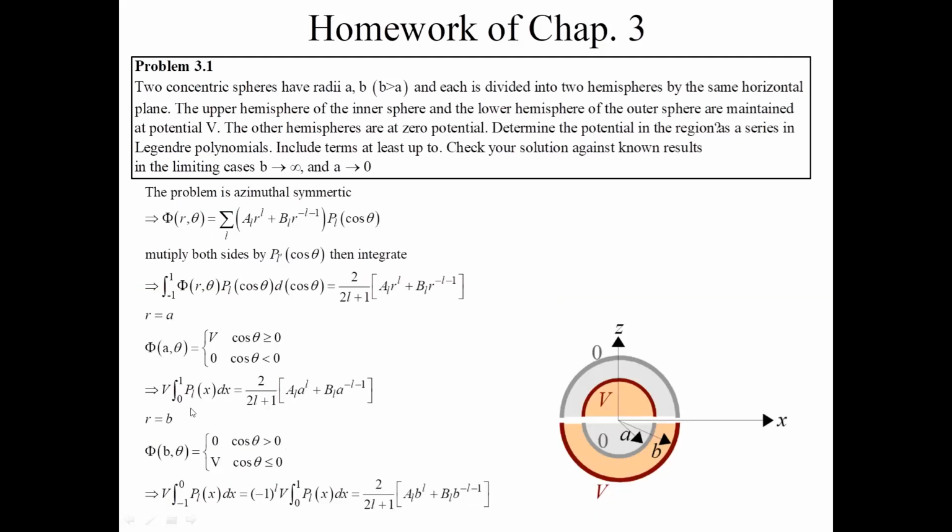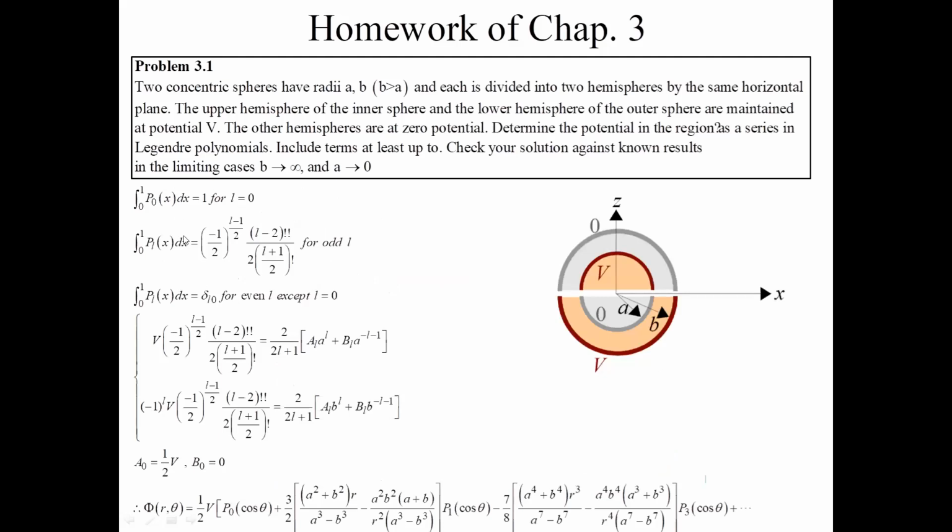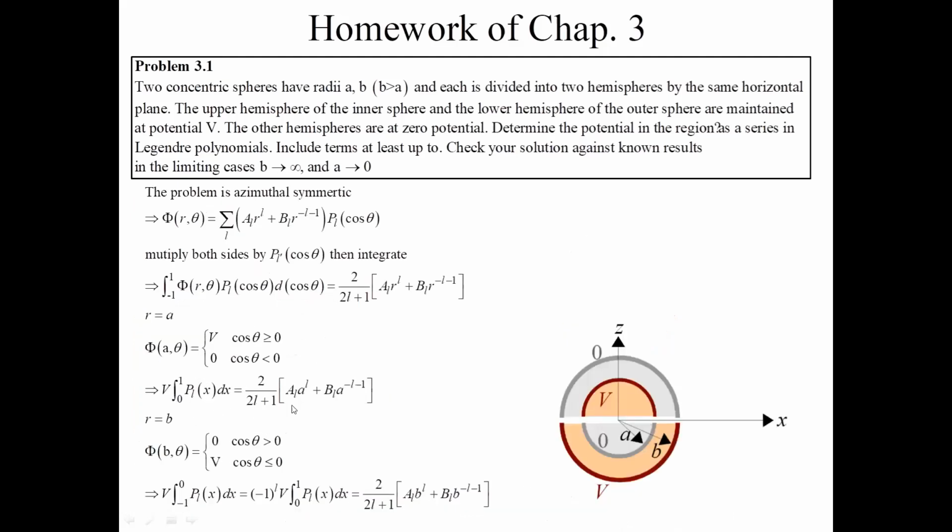Then we find that in this formula there is an integration of the polynomial, the integral of P_L(x) dx, and here we have the same term. So we write down the general form of the integration and look at it. For L equals 0, this integration equals 1. For odd L, you will get this term. And when L is even, this integration gives us 0. So by this relation, we can get our boundary conditions.